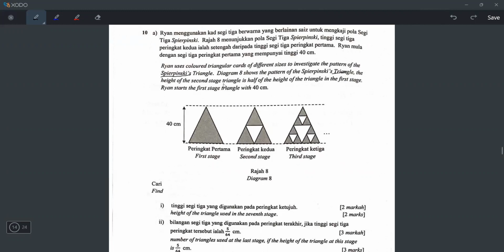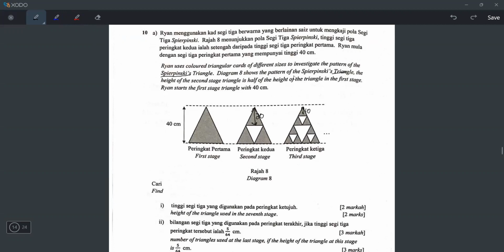The height of the second stage triangle is half of the height of the triangle in the first stage. Ryan starts the first stage triangle with 40 cm. Okay, it means in the first stage, the triangle height is 40 cm, the perpendicular height, not the slanted height, the perpendicular height. And they say the second stage, the triangle will be half of the height. So the half, it means second triangle, it will be 20 cm already, right? And then when it goes to here, all the triangles will be 10 cm already.